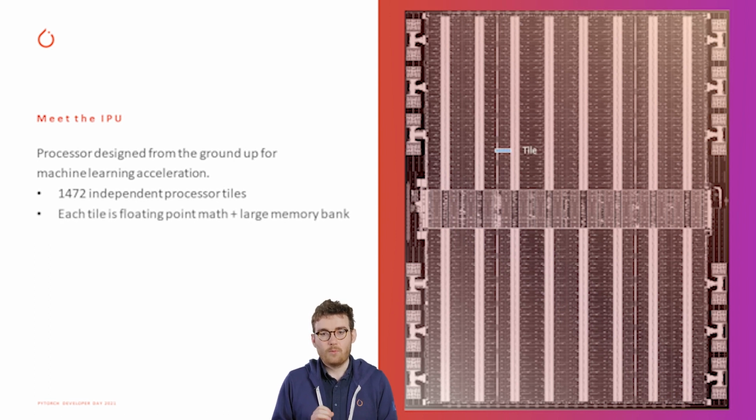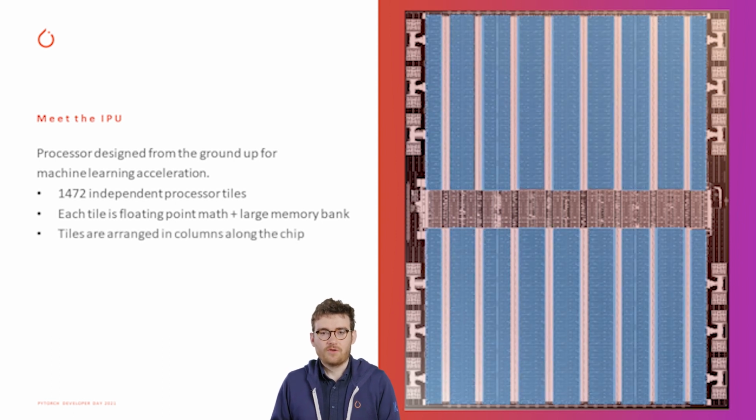Here you can see one of these 1,472 processing tiles. Each tile is a pairing of 6 threads of dense floating point compute and a large, low-latency memory cache. By keeping the memory as close to the compute as possible, we dramatically reduce the energy cost and massively improve the performance when compared to traditional memory access to DRAM or HBM.